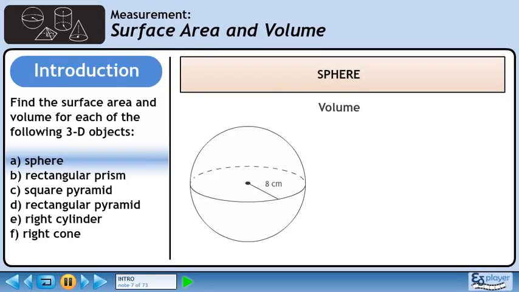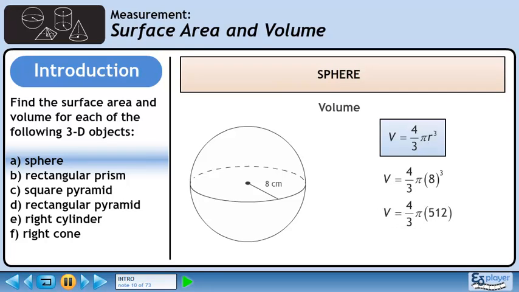Now we'll learn how to calculate the volume of a sphere. The formula for volume is V equals 4 over 3 pi r cubed. Plug in 8 for the radius. Eight cubed equals 512. The volume of the sphere is approximately 2,145 cubic centimeters.